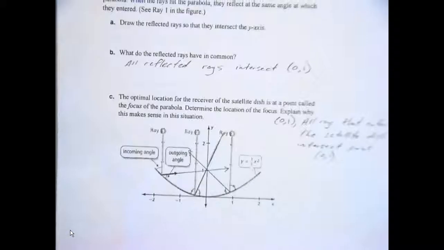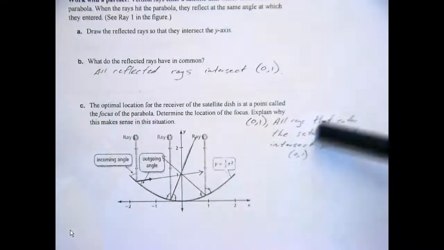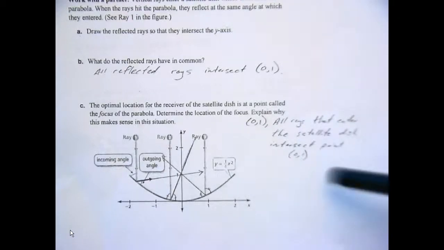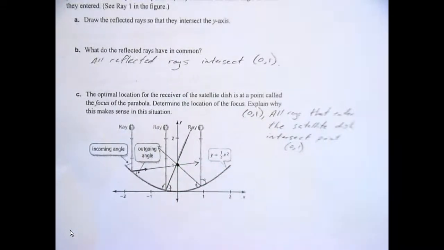So I've drawn in my reflected rays. All of these intersect at (0, 1). All rays that enter the satellite dish intersect at point (0, 1). That is our focus here. So somehow highlighting and explaining that where those rays intersect is called your focus.